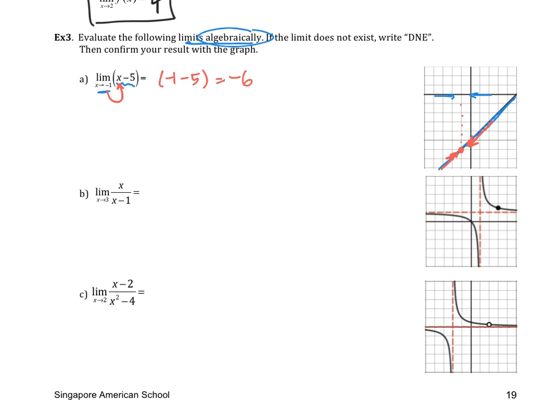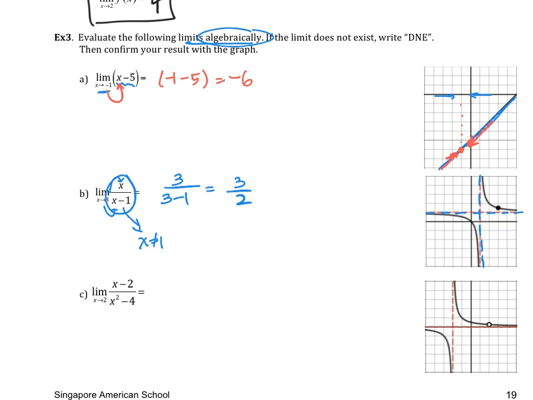For letter B, that's the first thing we're going to do. It just means plug in 3 for our x, right? So it looks like we're going to do 3 divided by 3 minus 1. So in this graph over here, which is a rational function where x cannot equal 1, which means we have a vertical asymptote, which here it is, a vertical asymptote of 1. We have a horizontal asymptote of 1 as well. We'll talk about that more specifically later.